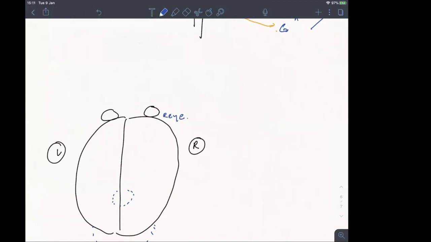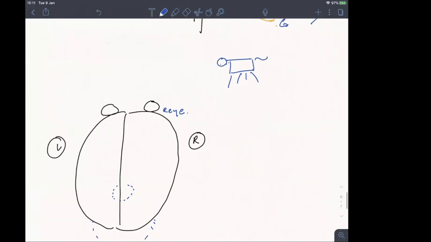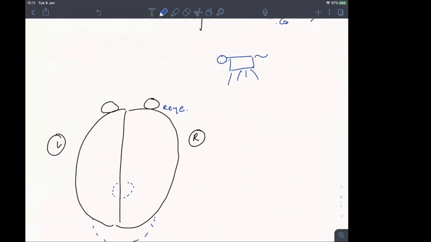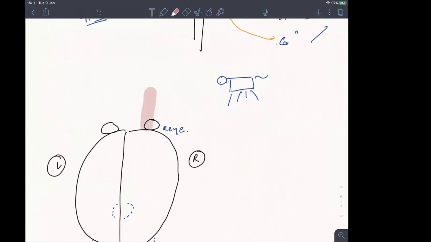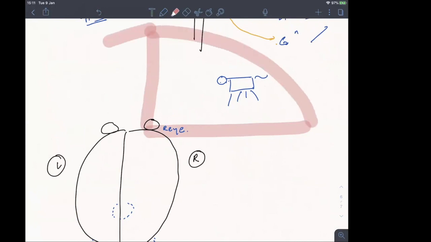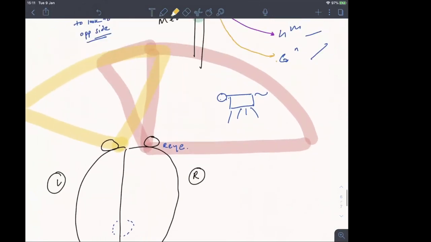Now, suppose you see something here in this side. Suppose you see a tiger. Or a tiger moves into your field of vision. So as you know, you have a field of vision which will extend somewhere like this. So your right eye will have a field of vision like this, and your left eye will have a field of vision like this. And somewhere in the middle, these two fields of vision will overlap.